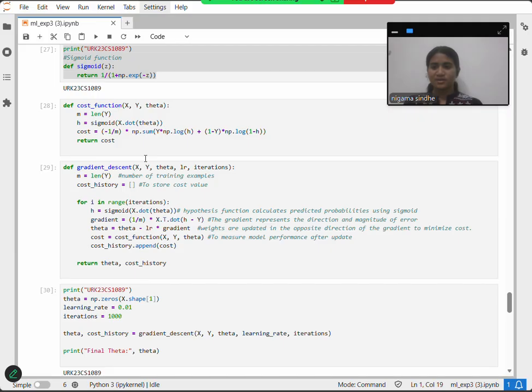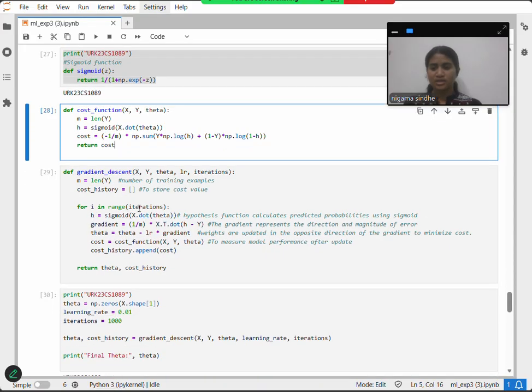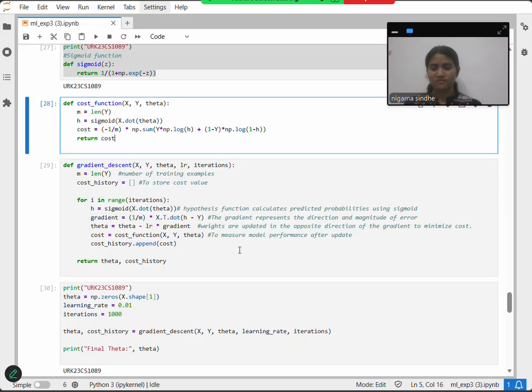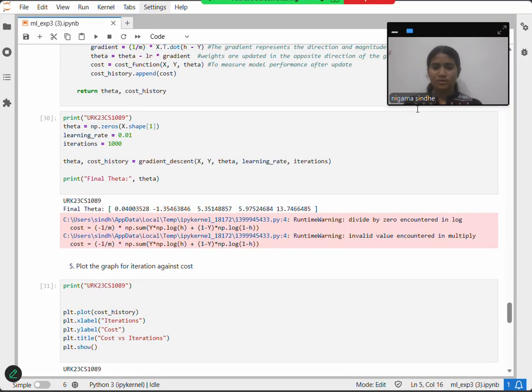As a part of it, using the sigmoid function, we are going to take three parameters, which are x, y, and theta, calculate the cost function and return the cost. Using gradient descent, we are going to iterate through it and check the probability. Once we find the probability, we get the final theta value. To measure how well the model is performing, we use this cost function. The cost function calculates the difference between the predicted probabilities and the actual labels from the data. The cost function is also known as log loss or cross entropy loss.